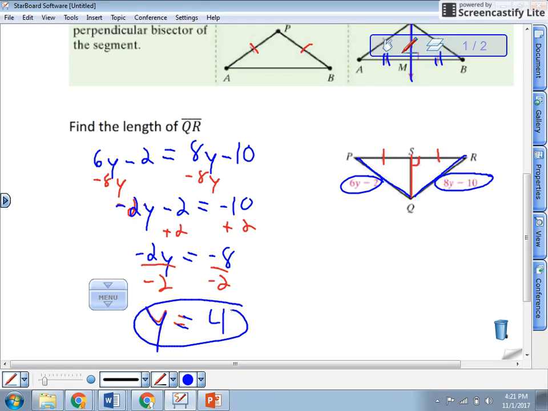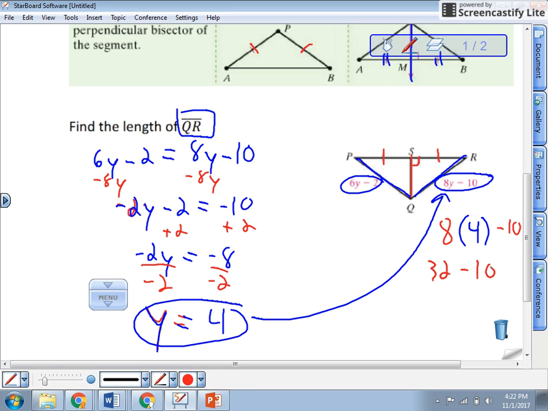Am I done? No, I need to find the length of QR. So I need to plug this into this equation to find QR. I'm going to simply say 8 times y. We now know that y is 4, so I'm going to plug that 4 in there, and then subtract 10. 8 times 4 is 32, minus 10. So QR is going to equal 22, and that is my final answer. So there you have perpendicular bisector.